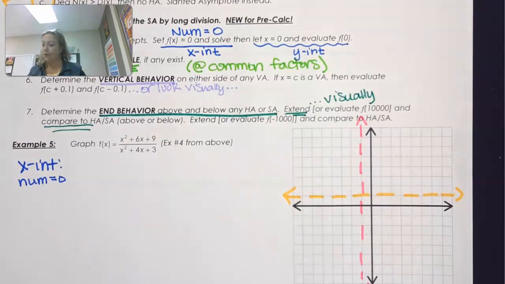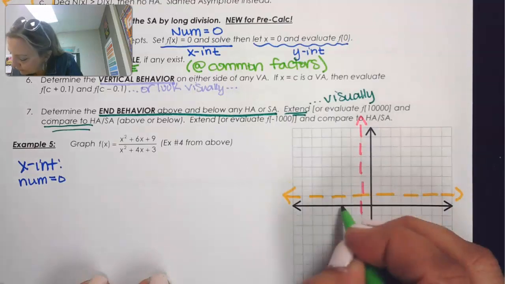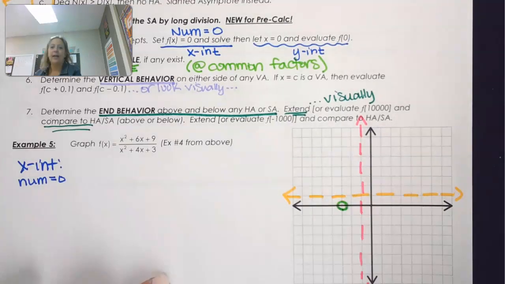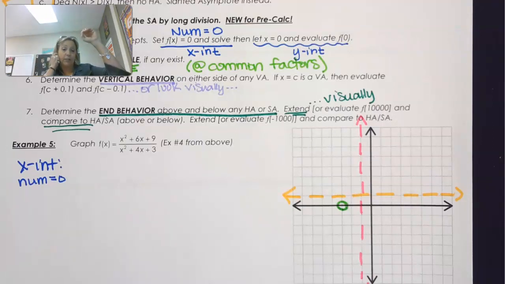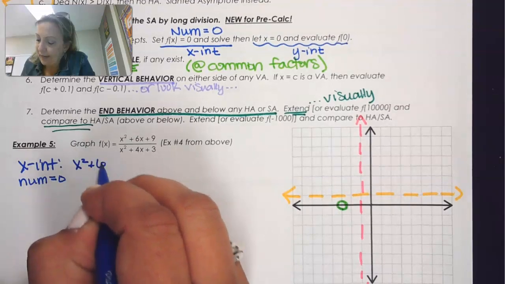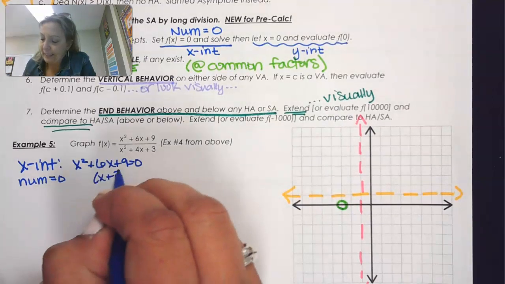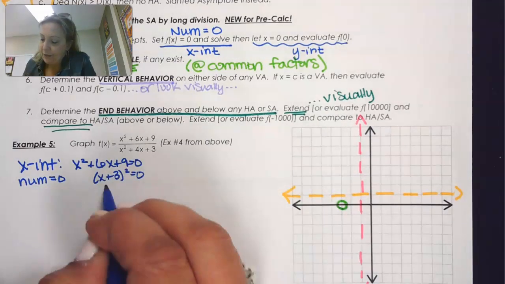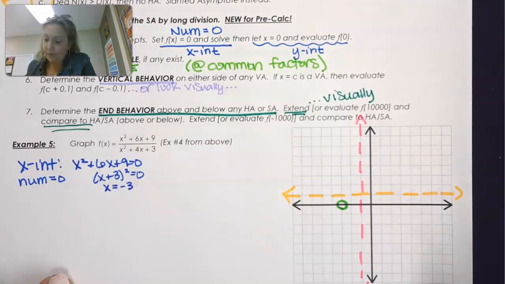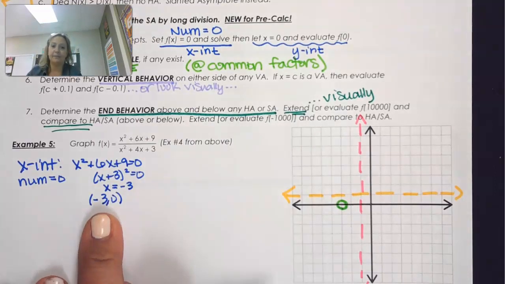Okay, well, let's put the hole on there, okay? Our hole was at -3, 0. And for a hole, we just put an open circle, like an open hole. So the function isn't going to have a value at that point. So to find our x-intercept, we'll set our numerator equal to 0. We have x squared plus 6x plus 9 equals 0. We know that that factors as (x plus 3) squared equals 0. So that means that x is -3. So that means that -3, 0 would be our x-intercept.